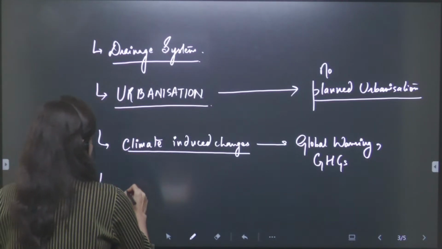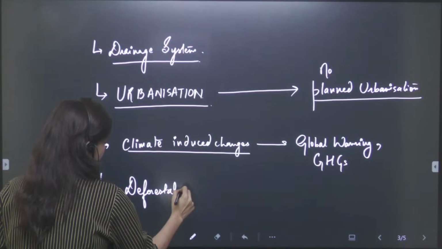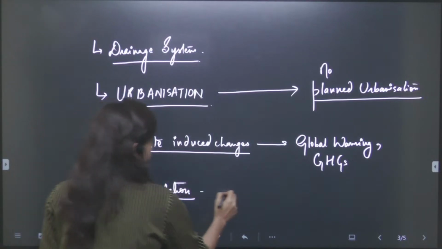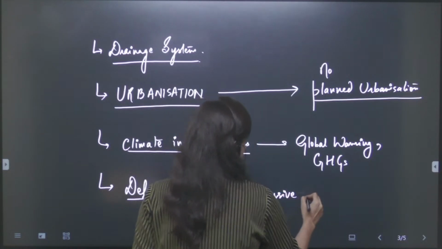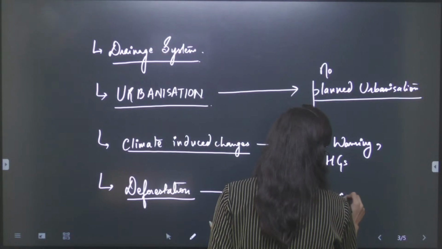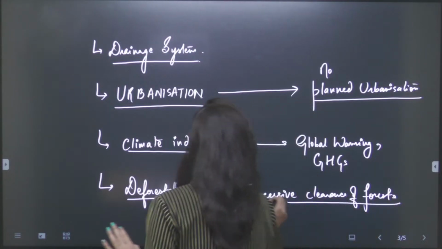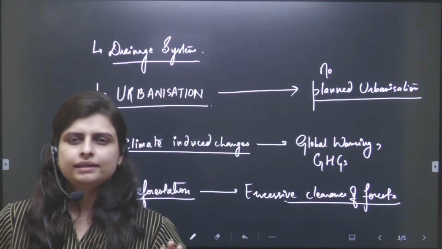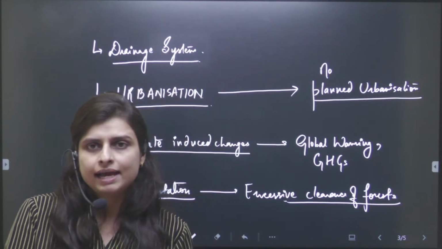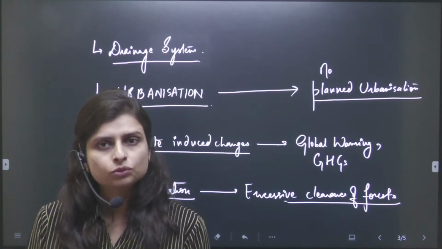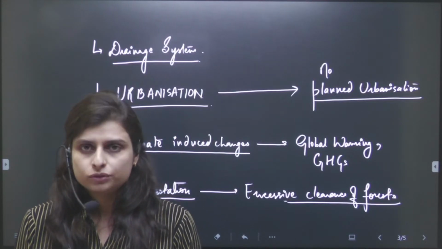Now, other than that, deforestation. That means there is excessive clearance of forests. Now, this is very simple to understand: if we have a forest in our lands, all the rainwater is going to get absorbed by the soil. So we will be able to control such disasters.